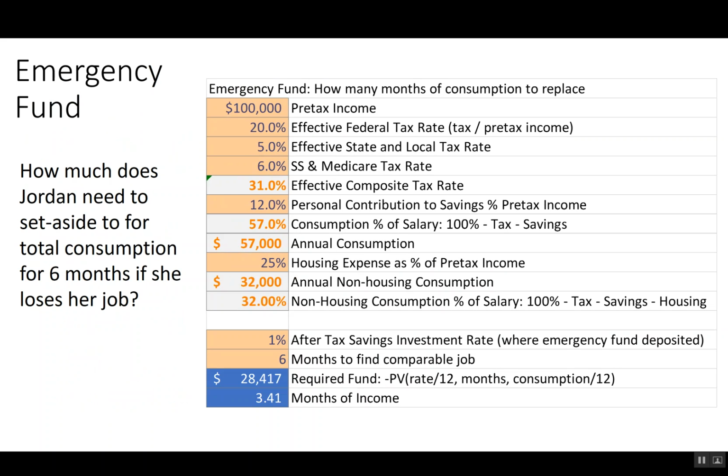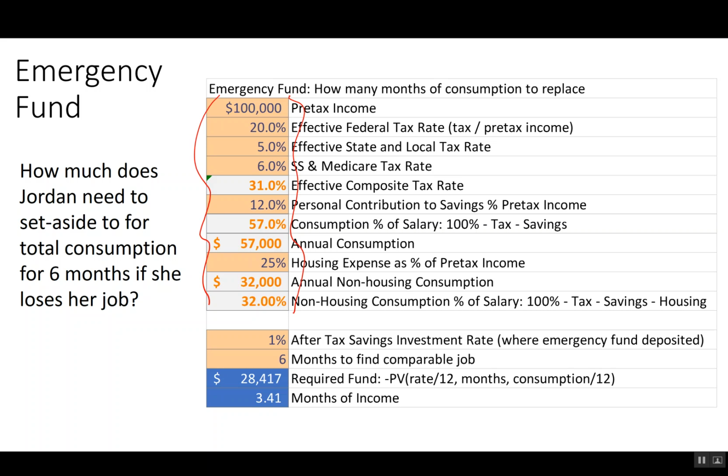So let's talk about an emergency fund. How much should Jordan set aside in case she loses her job? This budget is the same as the last slide. So one way of thinking about it is to think about how many months it would take you to get a comparable job.